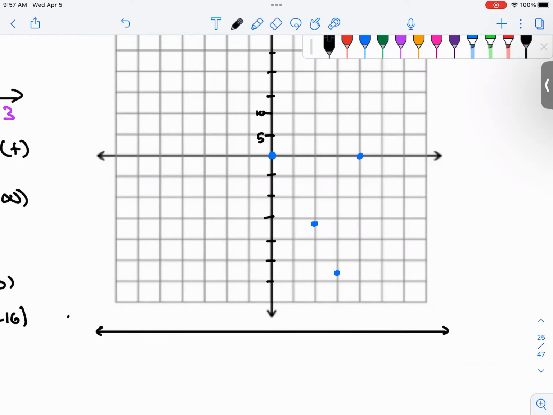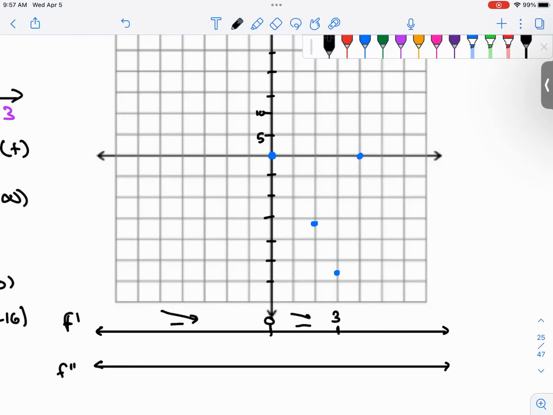This is going to be the F prime line. And then right below it is going to be the F double prime line. Now the critical values that we had to divide up our interval for increasing and decreasing were 0 and 3. So let's go ahead and put 0 here and 3 here. And we had that it was decreasing, decreasing, increasing, decreasing, decreasing, increasing.